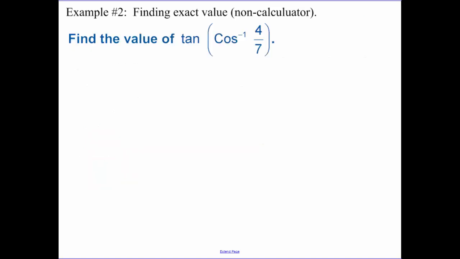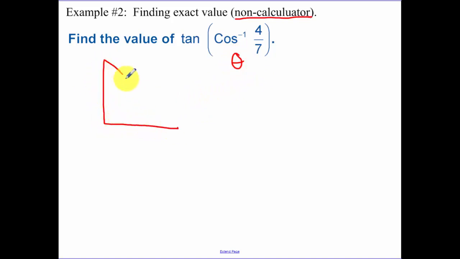Okay, number 2. Finding the exact value of this. And our book has us using the calculator, but we are much better than that. I want us to think of these as non-calculator questions. Okay, cosine of the inverse cosine of 4/7. So remember, what does that mean? This is standing for some angle theta.